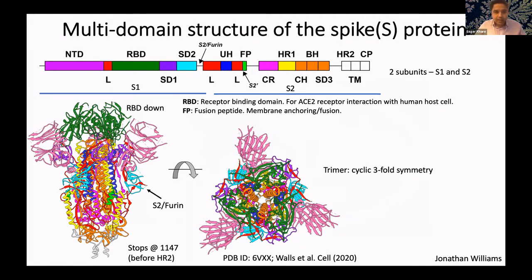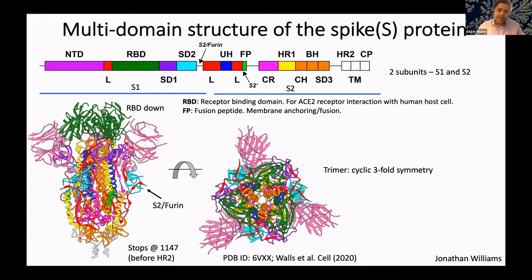Okay, so let's look a little bit in more detail at this spike protein. This is a very long protein compared to the small proteins that we're used to thinking about. It has about 1,200 or so amino acids, and there are two subunits. There's the so-called S1 subunit and the S2 subunit, and the S1 subunit is involved in binding to the human receptor, and the S2 subunit is involved primarily in membrane fusion.